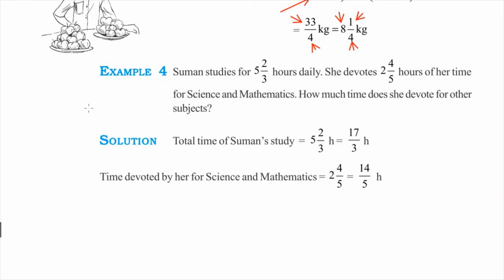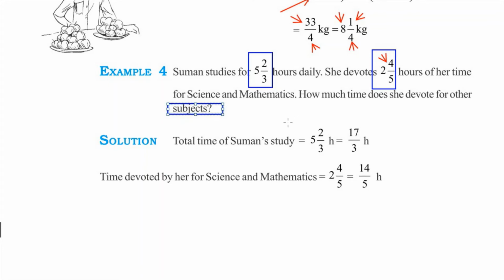Now let us see example 4. Suman studies for 5 2/3 hours daily. She devotes 2 4/5 hours of her time for science and mathematics. How much time does she devote for other subjects? So total hours she studies is 5 2/3, and for science and mathematics she studies for 2 4/5. So the difference between these two is going to give us how much time she devotes for other subjects.